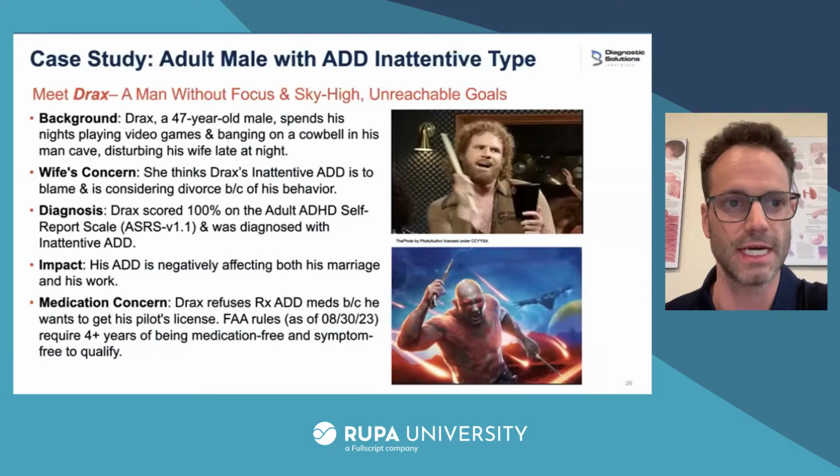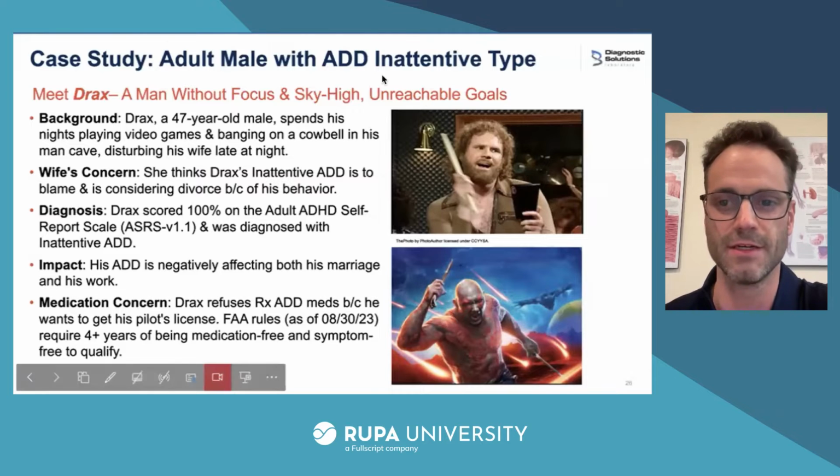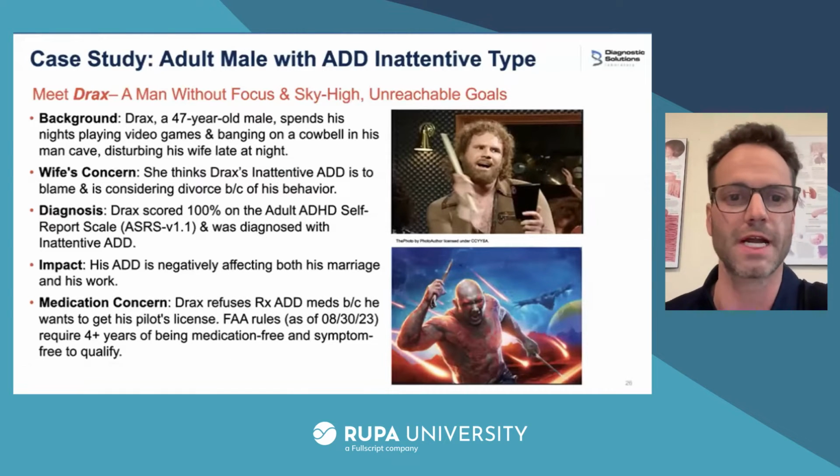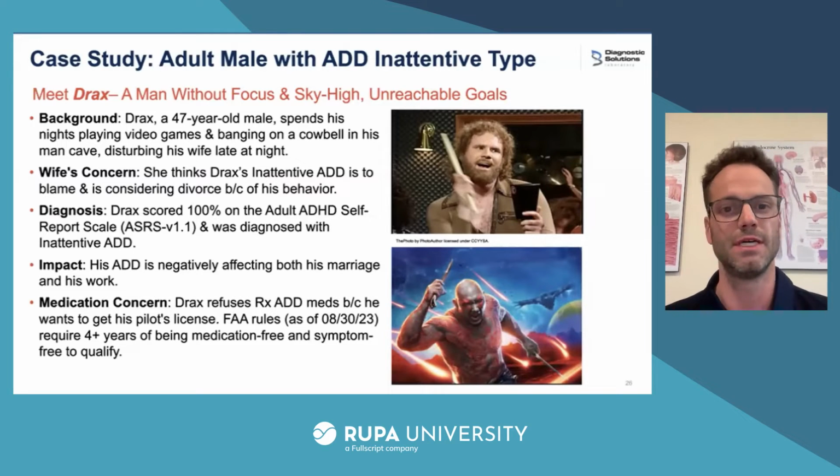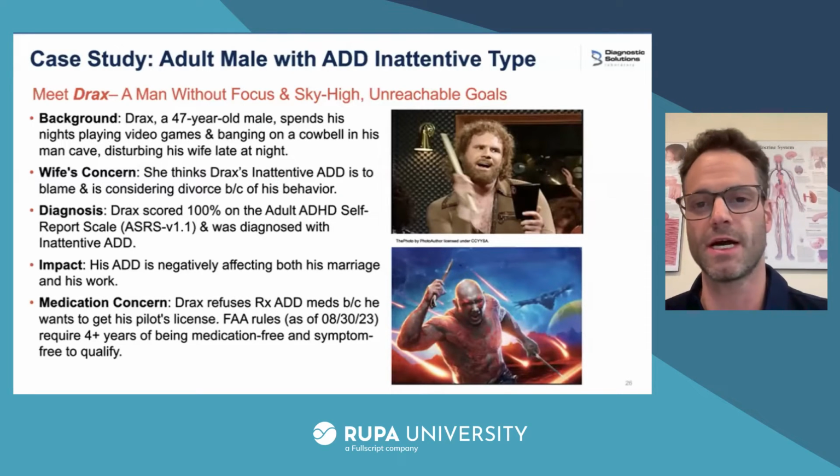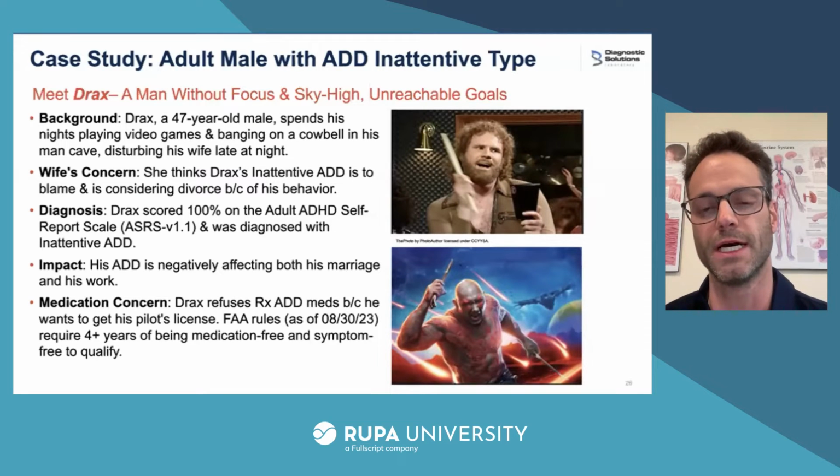So this guy's fake name is Drax. If you saw the movie Guardians of the Galaxy, that's the character Drax. He's an older guy, well, oldish, I guess, depending on what you consider old. He's not a young guy anymore, 47, and he can't sleep at night. He's up all night playing video games in his man cave and playing on his cowbell, and his wife's going nuts and she's considering divorcing him.